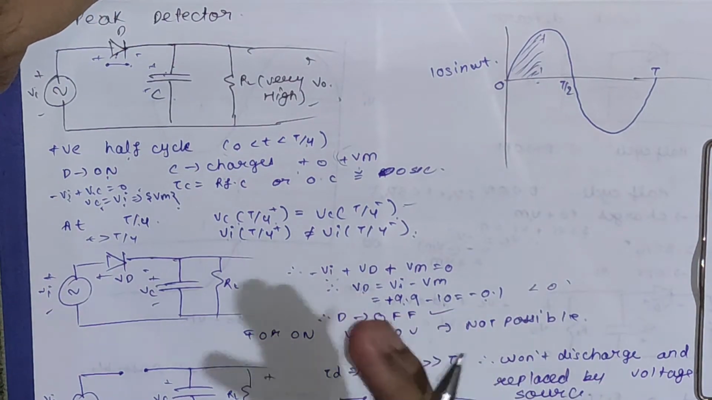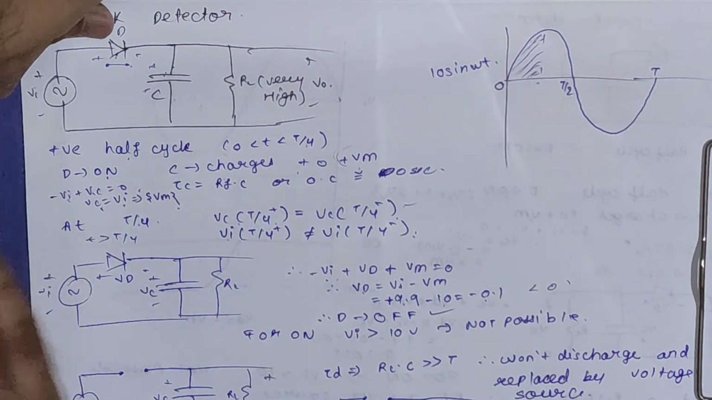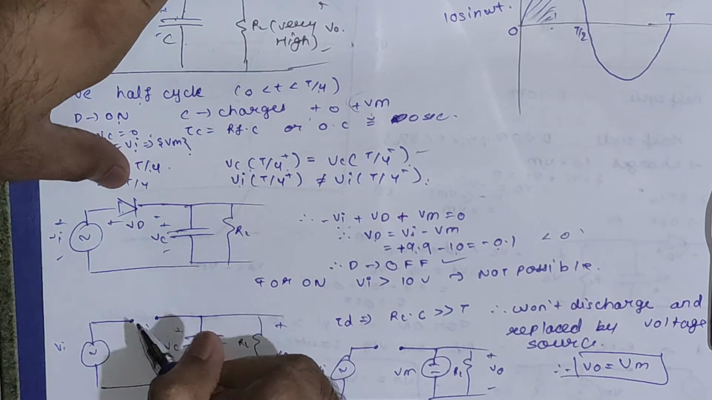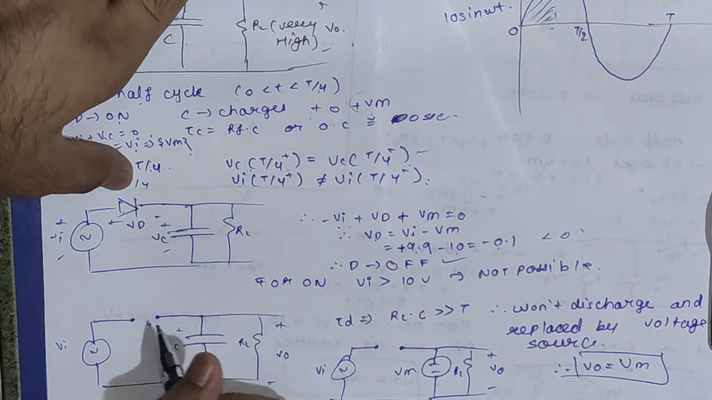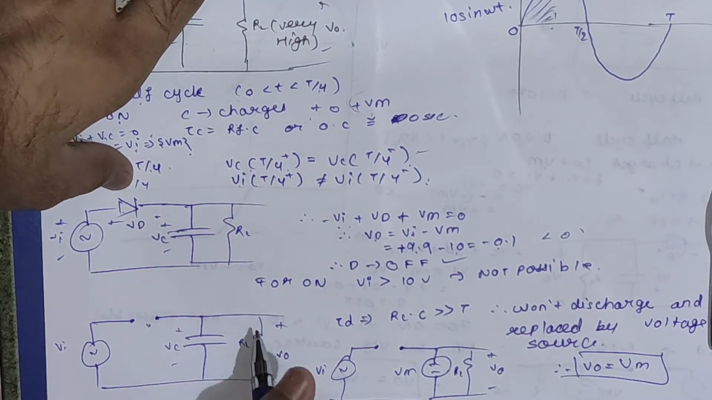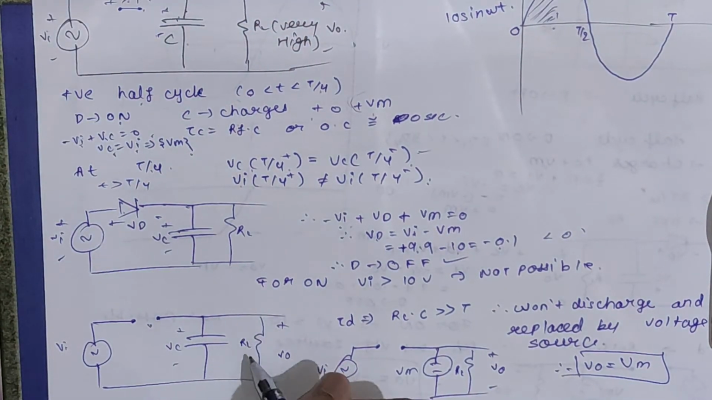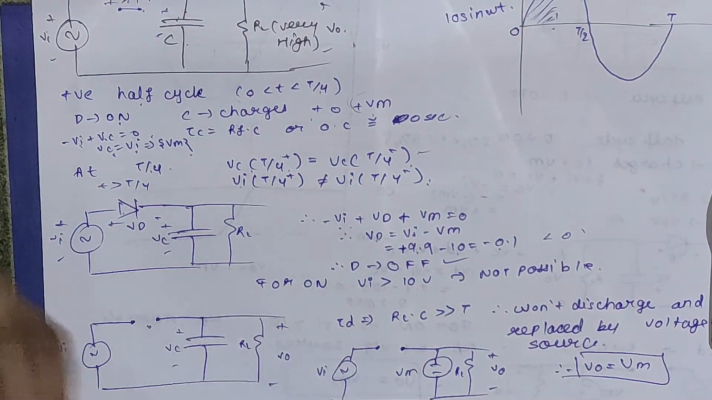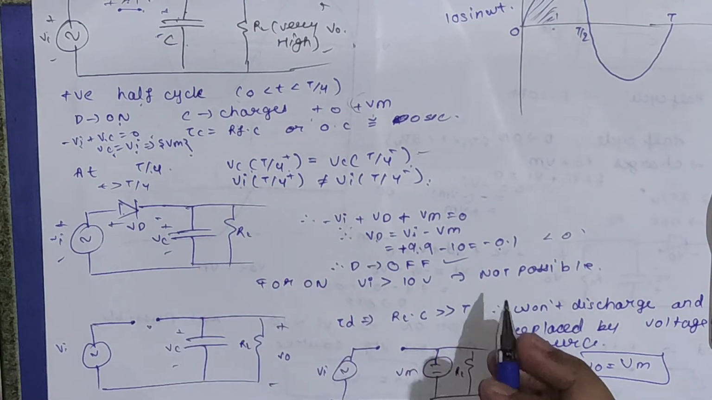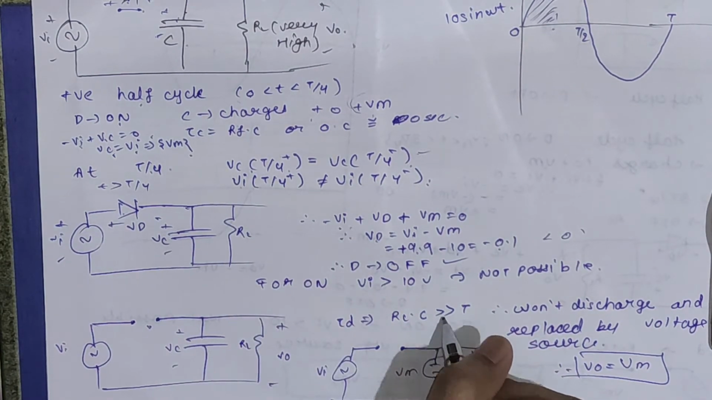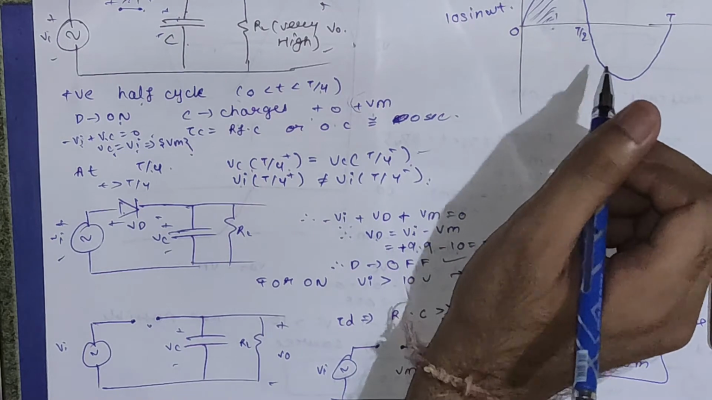So we will say the diode cannot be turned on again, so we can replace this diode with an open circuit. Okay, so we will be remaining with this circuit only. Now if the capacitor wants to discharge, it can discharge through this RL, but we know RL is very high, so the discharging time constant will be very high as compared to the time constant of this input waveform.